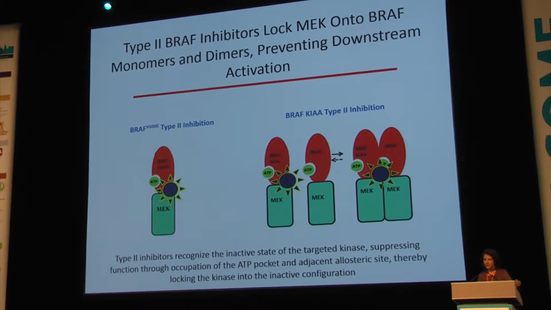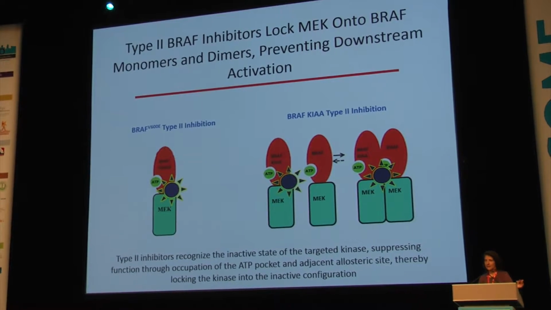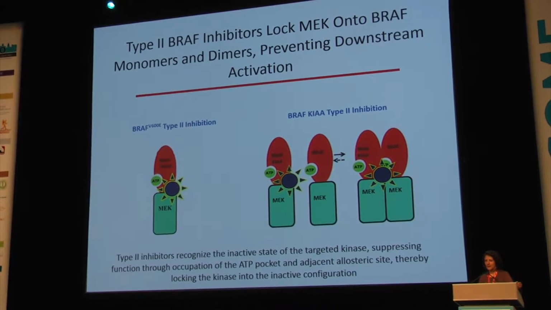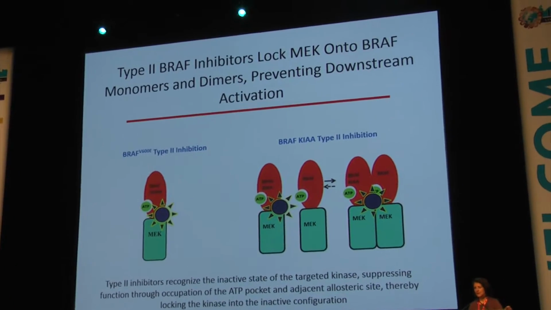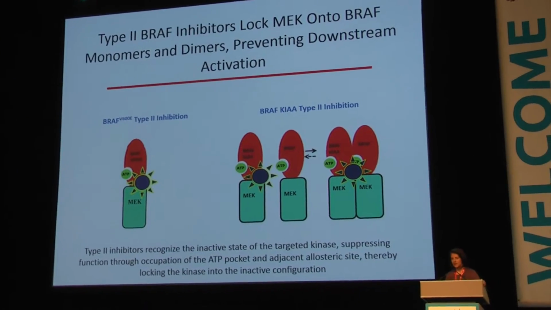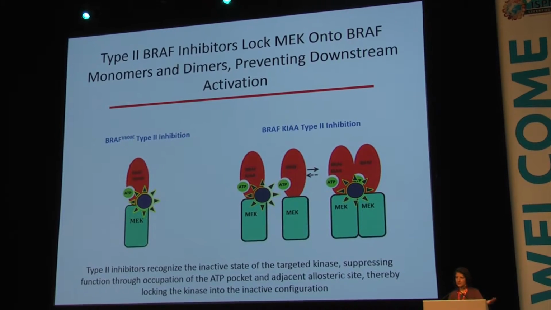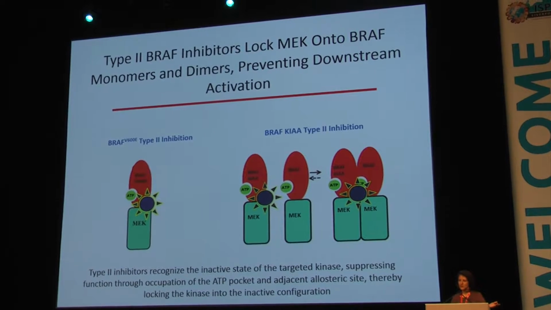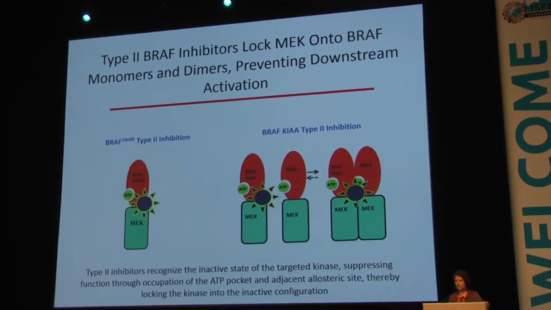So type II inhibitors, on the other hand, recognize the inactive state of the targeted kinase, and they suppress the function by occupying the ATP binding pocket as well as the adjacent allosteric site. And this basically locks BRAF to MEK and prevents downstream signaling, whether it's in its monomeric form as the V600E mutation or as a dimer in the BRAF KIAA1549 fusion.